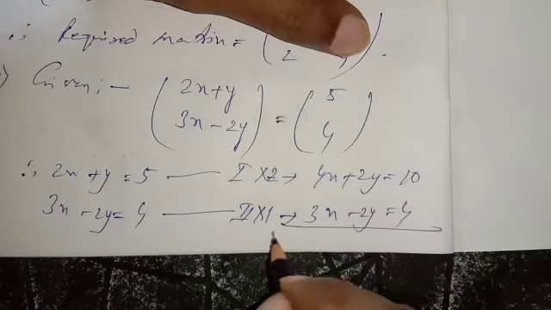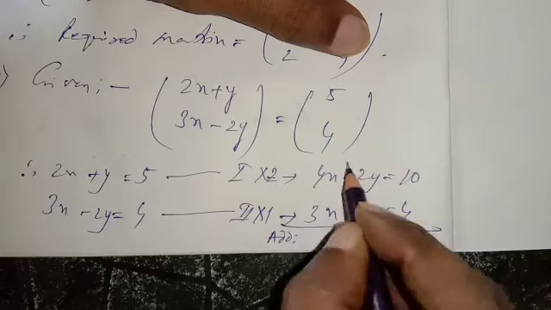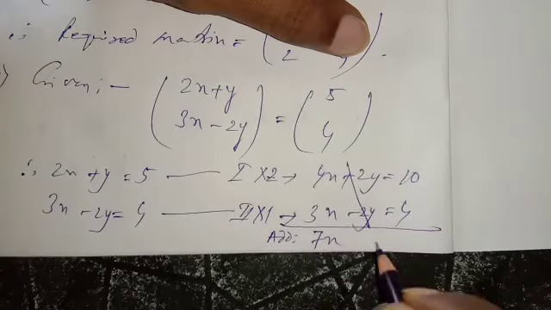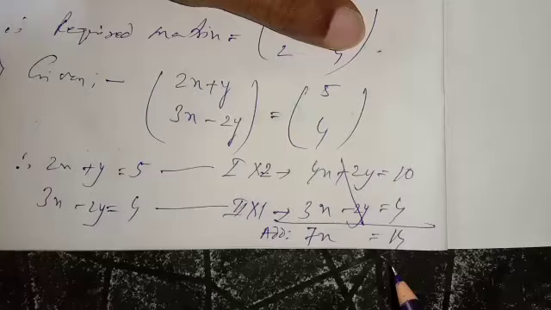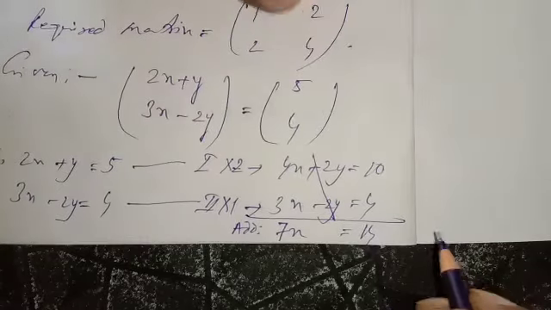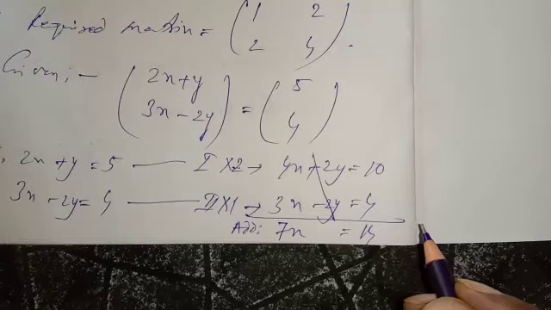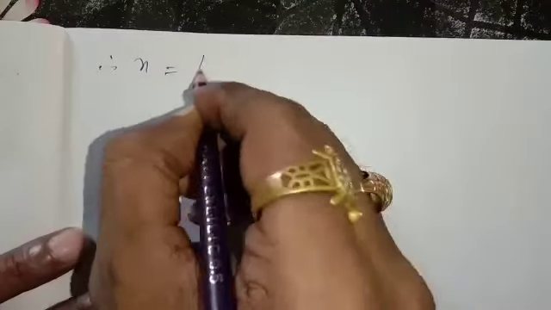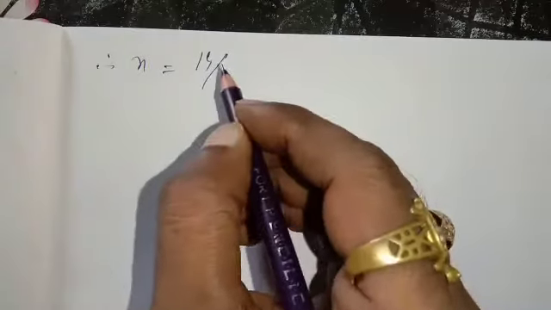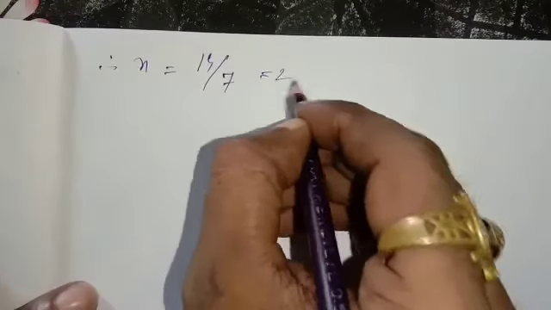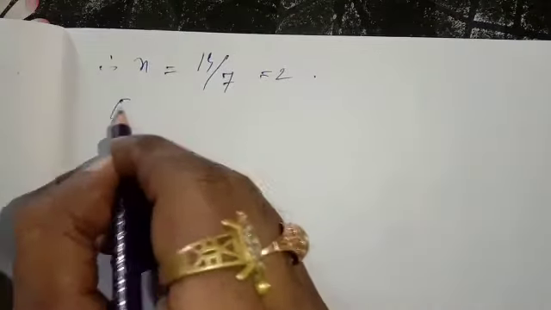If you add, what will you get? The 2y will cancel. 7x is equal to 14. x will be how much? Put the value of x in equation 1, and we will get the value of y. How much did you get? Therefore, x is equal to 14 by 7, which is equal to 2.